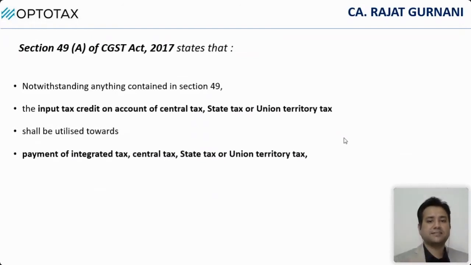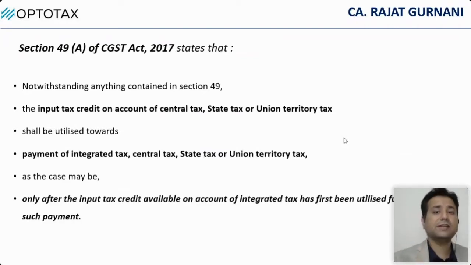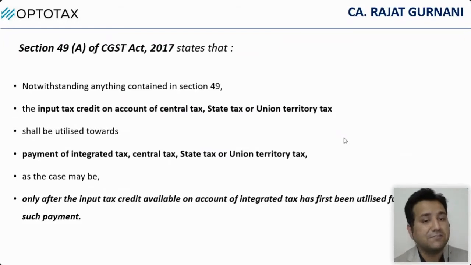the input tax credit on account of central tax, state tax or union territory tax shall be utilized towards payment of integrated tax, central tax, state tax or union territory tax, as the case may be, only, very important, recently the amendment came, only after the input tax credit available on account of IGST has been first utilized towards such payment.